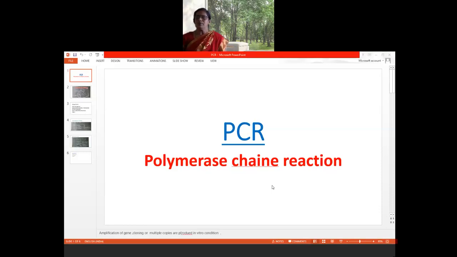So the number of copies are produced from the desired gene, whatever that desired gene may be. We can produce the number of copies with the help of that polymerase chain reaction. In that polymerase chain reaction, number of copies are produced in in vitro condition, that is, artificially.